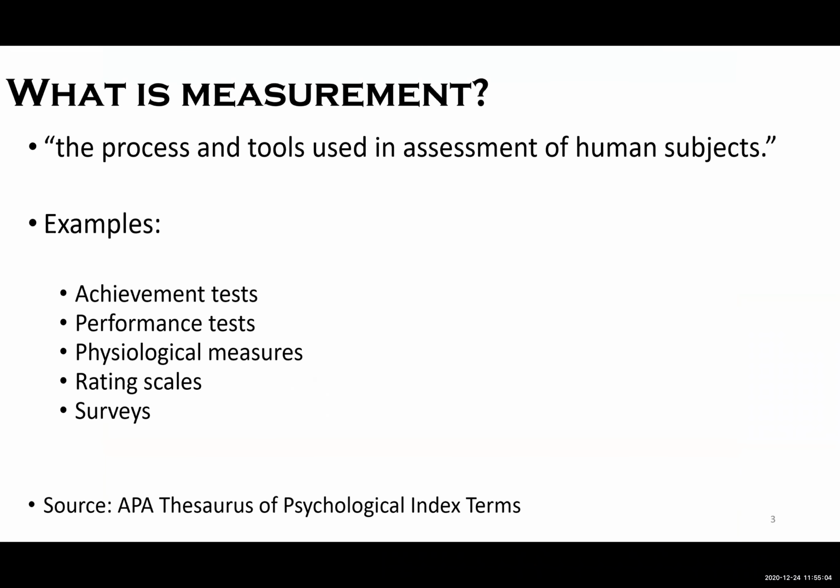According to the American Psychological Association, measurement is the process and tools used in assessment of human subjects. There are different types of instruments that can be used to measure human traits, abilities, attitudes, etc. They vary from typical achievement tests used in college courses to performance tests of motor skills to surveys of attitudes and many more.